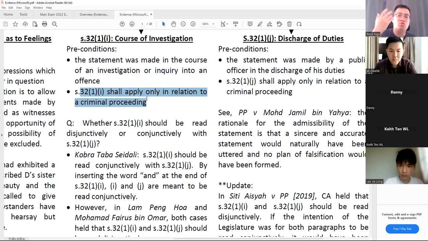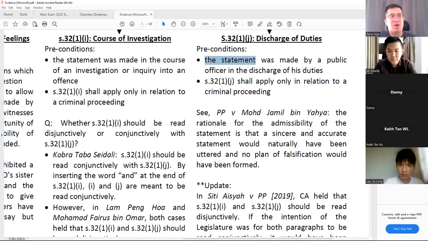But even if you want to discuss I and J conjunctively, also no problem. Why? Because the requirement under 32(1)(j) is only that the statement was made by a police officer. But on the facts, the statement and also the investigation were done by police, right? Investigation also done by police. Discharging the duty also done by police. So I don't see an issue whether this is read conjunctively or disjunctively.